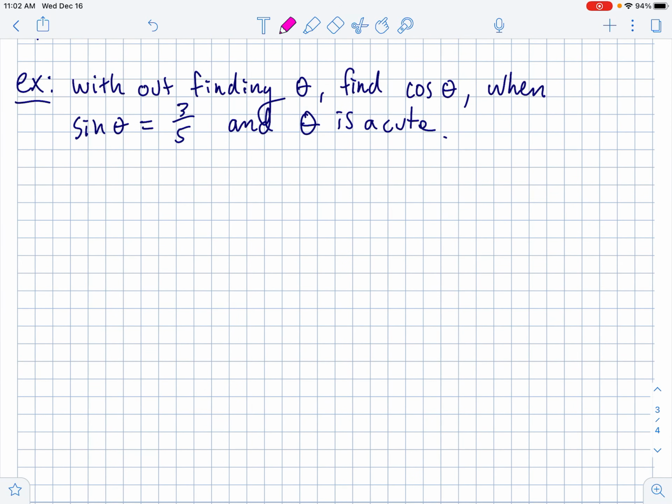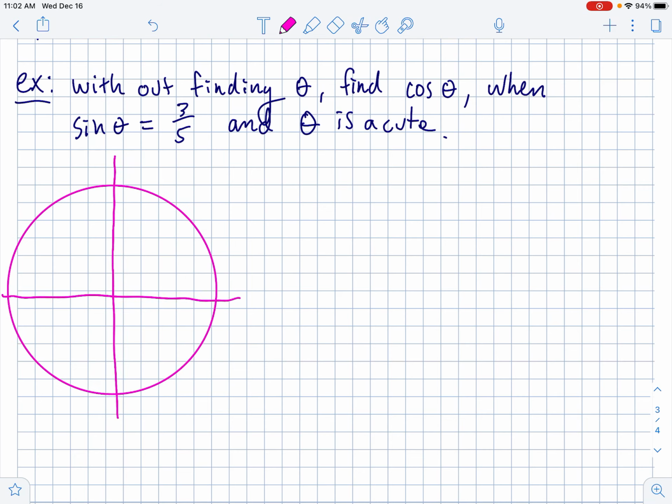Without finding theta, find cosine of theta when sine of theta equals 3/5 and theta is acute. Okay, we got to talk about a tool that we haven't used yet. If you have some sort of triangle in the unit circle, we've already said the height will be sine of theta, and the base will be cosine of theta, and we know the hypotenuse is 1 because it's a unit circle. This is a right triangle, which means you can use Pythagorean Theorem, which means sine squared theta plus cosine squared theta is equal to 1 squared, which is just 1.